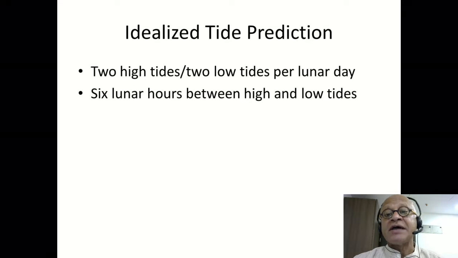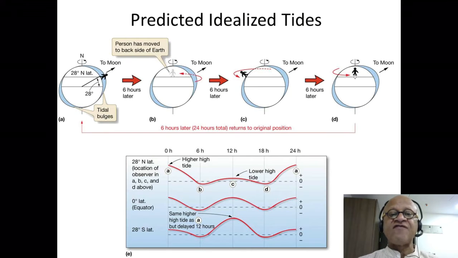You have 2 high tides and 2 low tides per lunar day, and lunar day is 24 hours and 50 minutes. So you have 6 lunar hours between high tides and low tides. Fairly straightforward. Now look at the tidal charts.